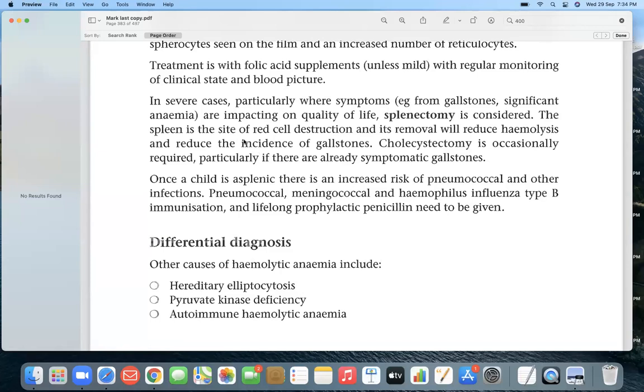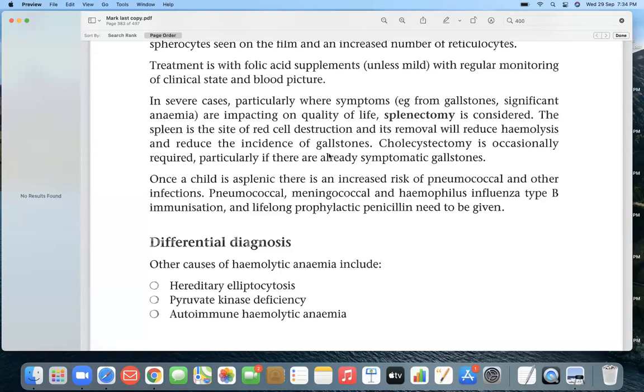Okay. Thus, it is impacting the quality of life. Then splenectomy you have to consider. The spleen is the site of red cell destruction, and its removal will reduce hemolysis and reduce the incidence of gallstones. So how will the splenectomy affect these children?